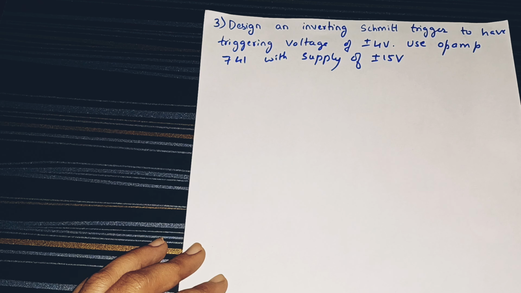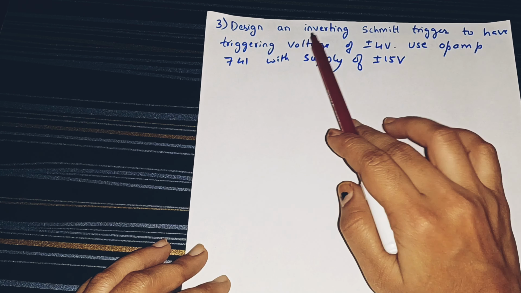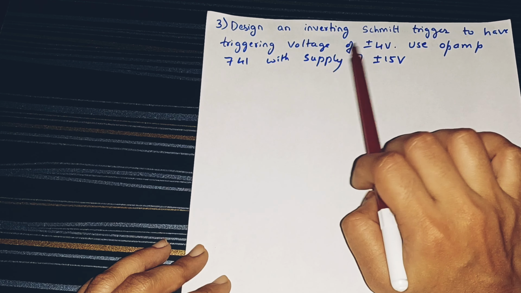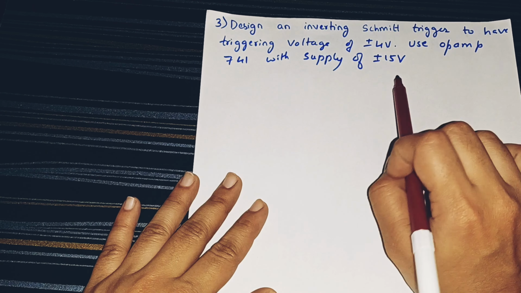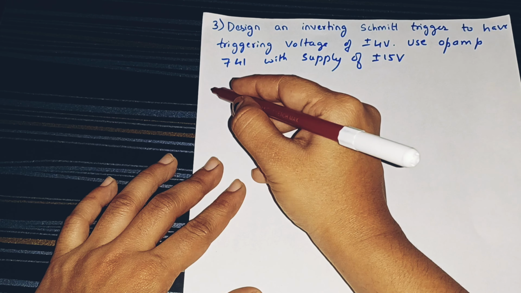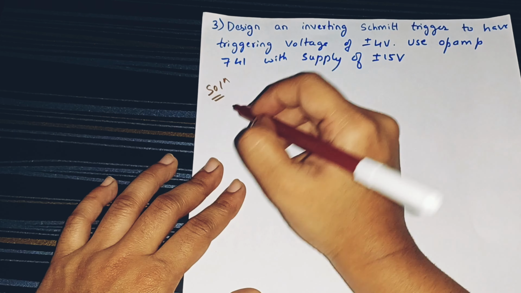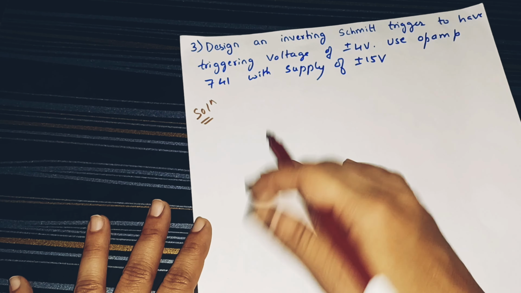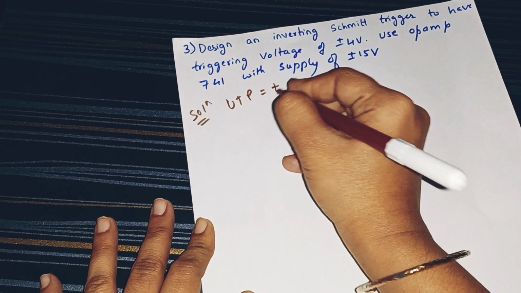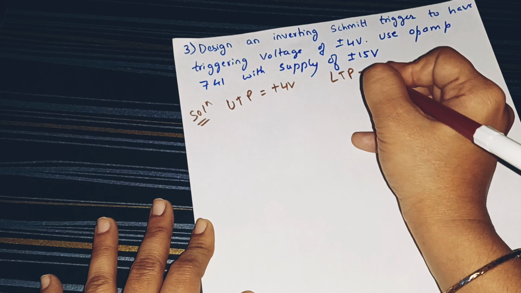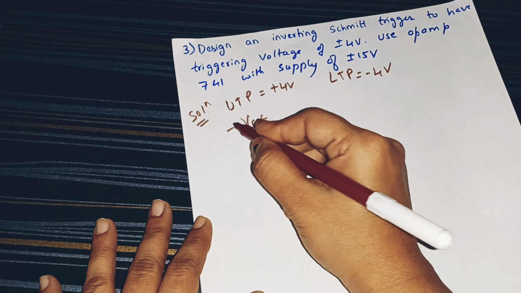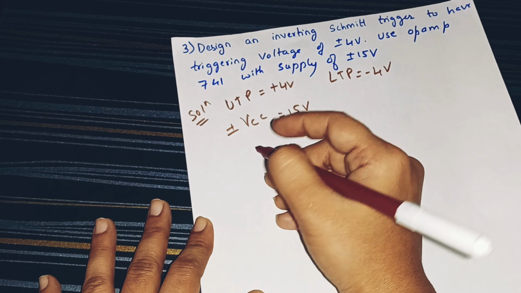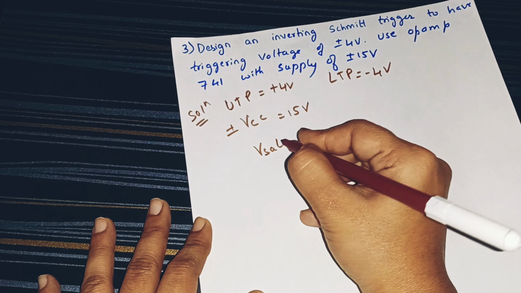Hello everyone, in today's video we are discussing one more problem on design of Schmitt trigger. So here, given: design an inverting Schmitt trigger to have a triggering voltage of plus minus 4 volt and using an op amp which is having supply of plus or minus 15 volt. So here we know that our UTP is given as plus 4 volt and LTP is minus 4 volt and supply, that is plus or minus VCC, is 15 volt.